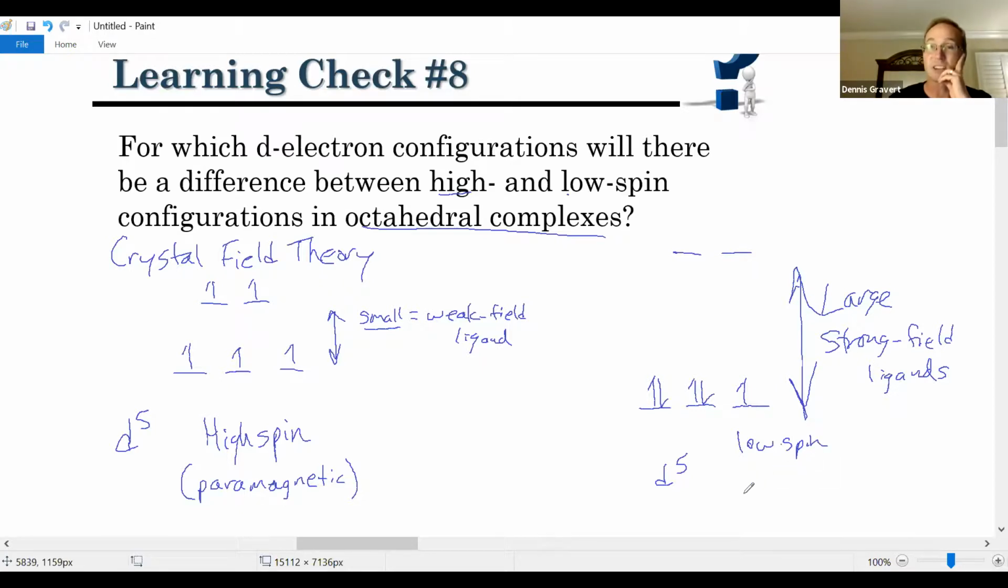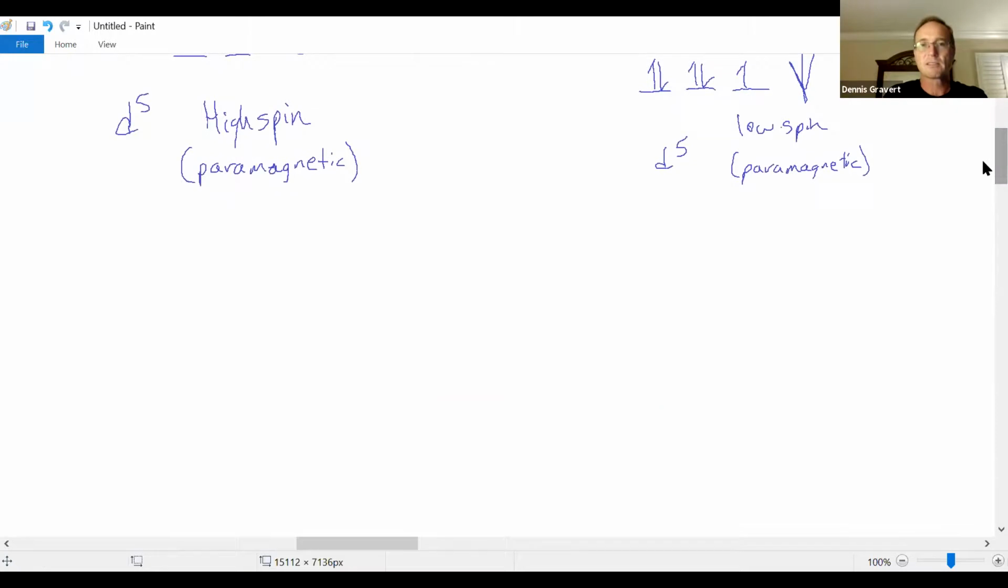And is it paramagnetic or diamagnetic? It's still paramagnetic. There's at least one, and actually there's only one unpaired electron. Now this is saying for which d electron configurations, I just did the D5. And for D5, is there a difference? Yes, right? We have 5 unpaired versus 1 unpaired electron. There's a big difference. So where are there other differences?